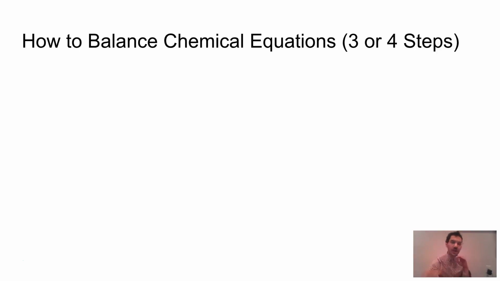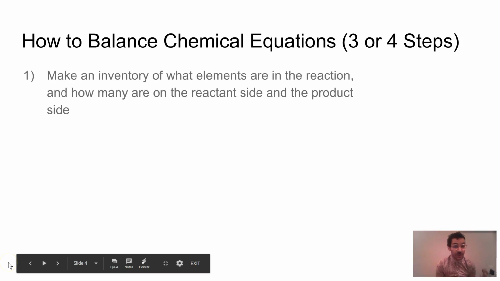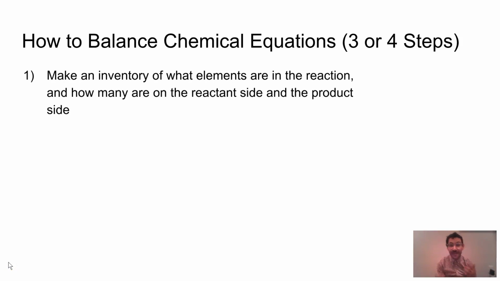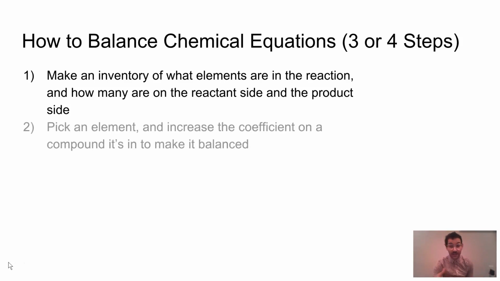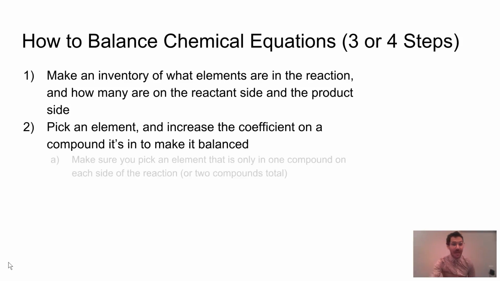Okay, cool. So let's talk about how to actually balance a chemical equation. So the first thing we're going to do is make an inventory of what chemicals are in the reaction, and how many are on the reactant side and how many are on the product side. Then we're going to pick an element in that reaction, and we're going to look at which side has less, and we're going to increase the coefficient on the compound that element is found in, so that we increase the number of that element present to make it balanced.